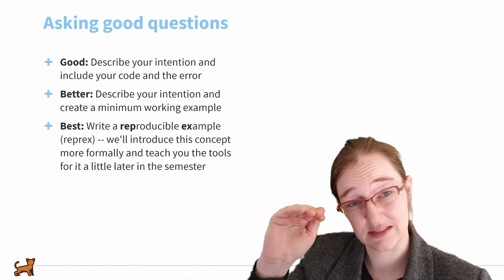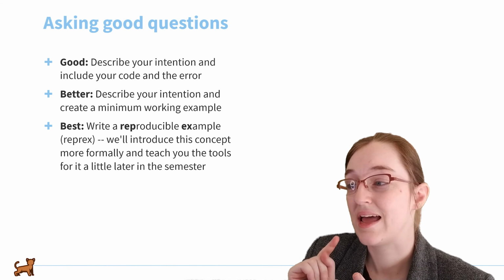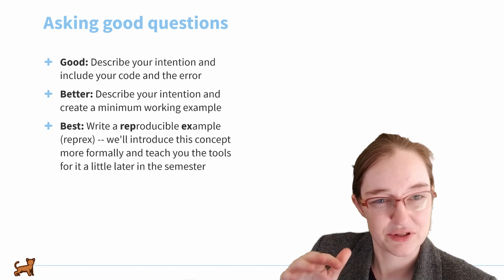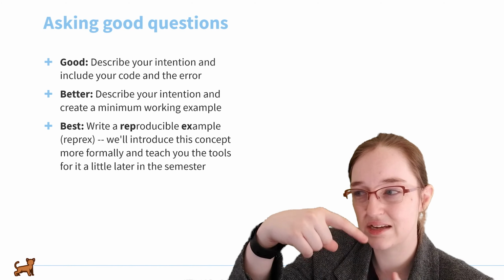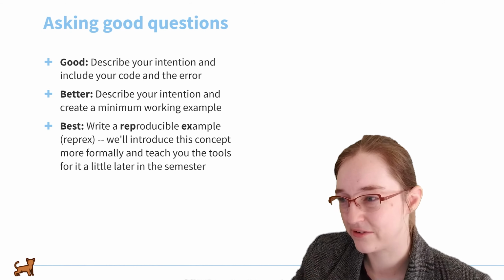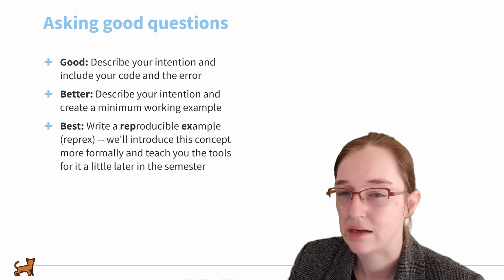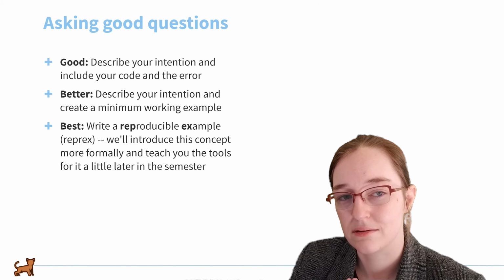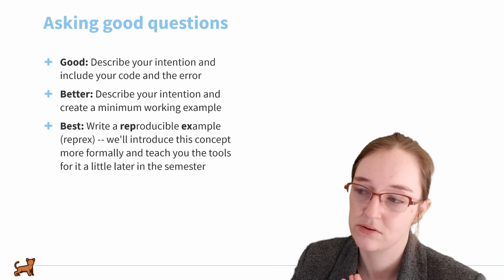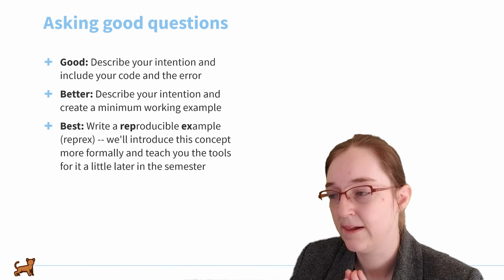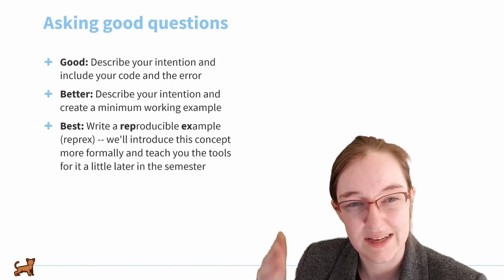Next, that's a decent version. That's baseline. Better is to describe your intention and make a minimum working example. Give enough code that they could run it, so they can see enough of the workflow. The best version is to write a reproducible example. In the cool kids' language, this is called a reprex. I'll introduce this concept formally in a bit and teach you some more tools later in this sequence.